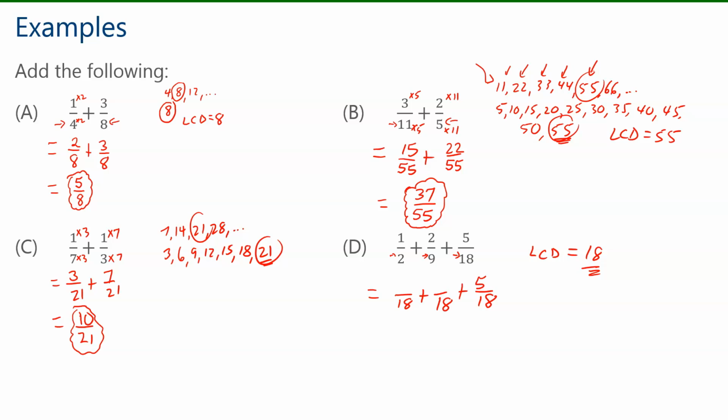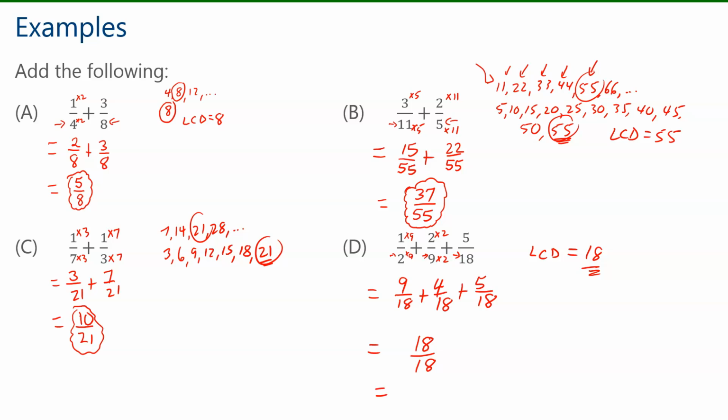So, okay, let's go back to the half. 2 times what gives me 18? That would be a 9. And 1 times 9 is a 9. So a half and 9 over 18 are equivalent. 9 times 2 gives me 18. 2 times 2 is 4. So 2/9 is equivalent to 4/18. We have a common denominator now of 18 all the way through. Copy it down. And then I add them up. 9 plus 4 plus 5. Ooh, that's pretty cool. That actually equals 18. So we have an answer of 18 over 18.